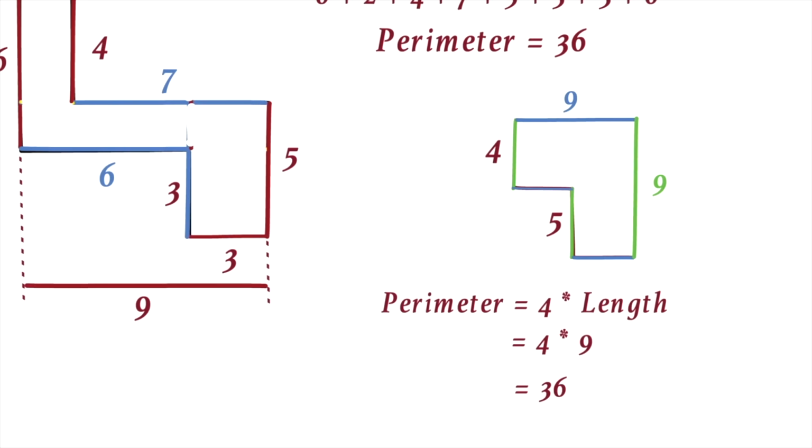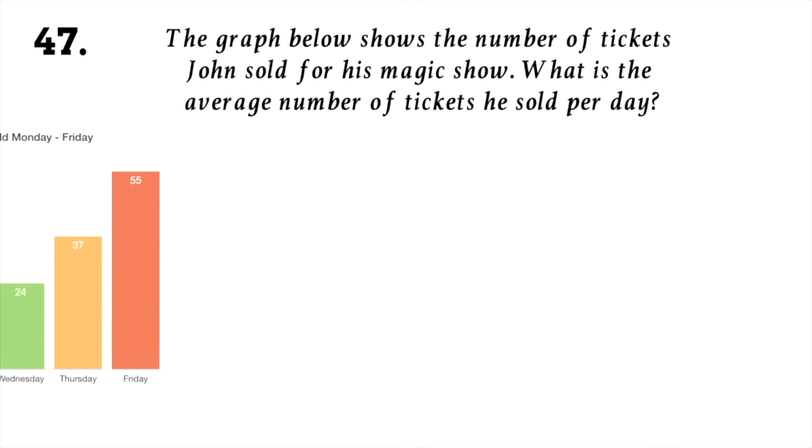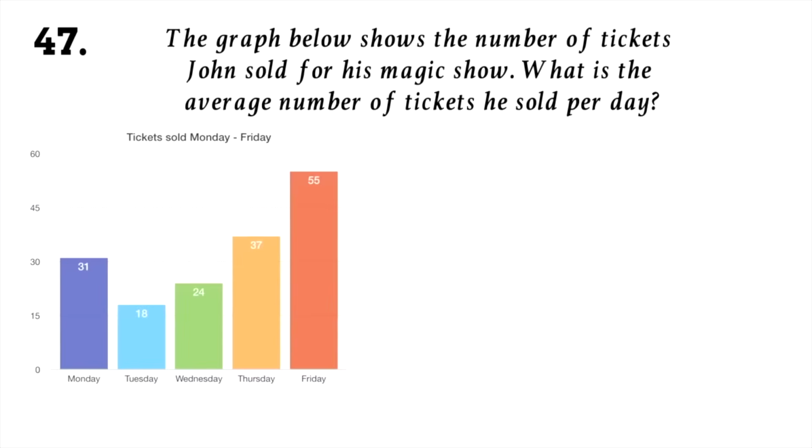If the two values were different, let's say 9 and 7, then you will have the perimeter of a rectangle. Question 47. The graph below shows the number of tickets John sold for his magic show. What is the average number of tickets he sold per day?